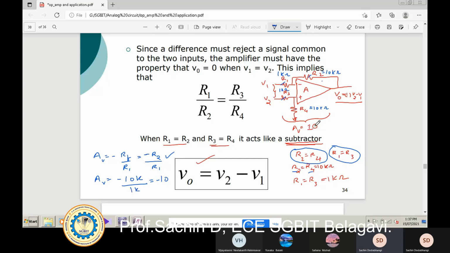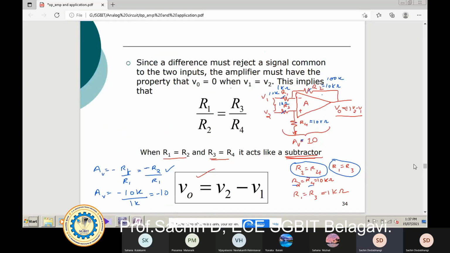Getting it? If in the application I want to design this amplifier to have a gain of 10, then the RF by R1 ratio, or R2 by R1, should be equal to 10. You can also take it as 100K here; if you take 100K, then R1 should be 10K. So the gain of the amplifier will be 10. This is where we use it.